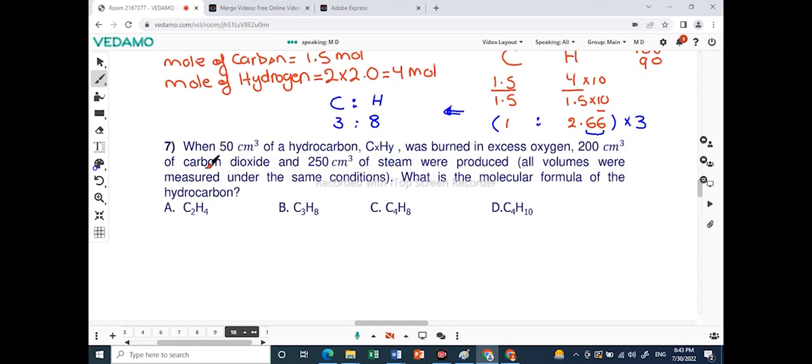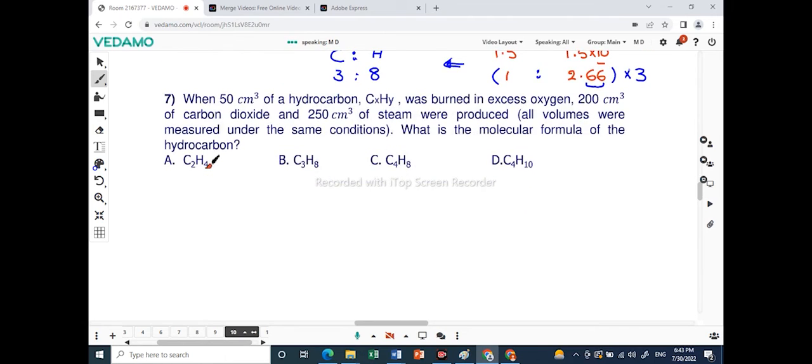Now there is another idea here, also taking into consideration the carbon dioxide and the water vapor presented from the combustion. When 50 cubic centimeter of hydrocarbon, so another time it is made only of hydrogen and carbon, was burned in excess oxygen, it produced 200 cubic centimeter of carbon dioxide and 250 cubic centimeter of steam. When the question is telling you steam, it's talking about H2O, water vapor. And here you have the CO2. All volumes were measured under the same conditions. What's the molecular formula of the hydrocarbon?